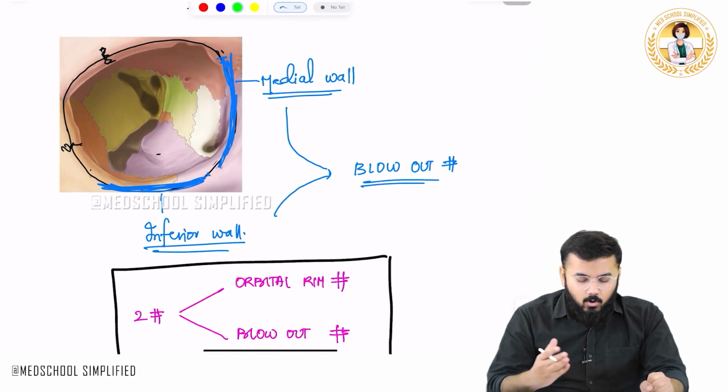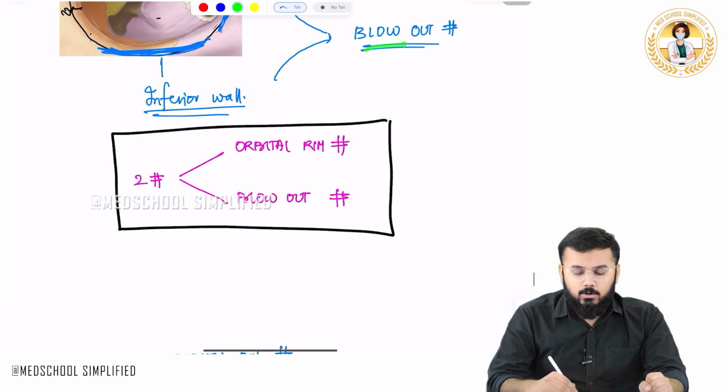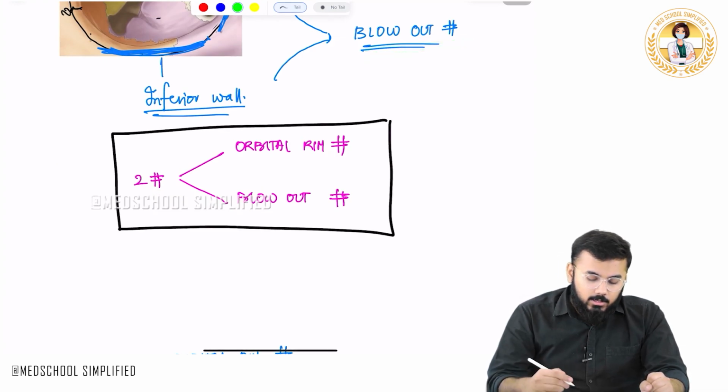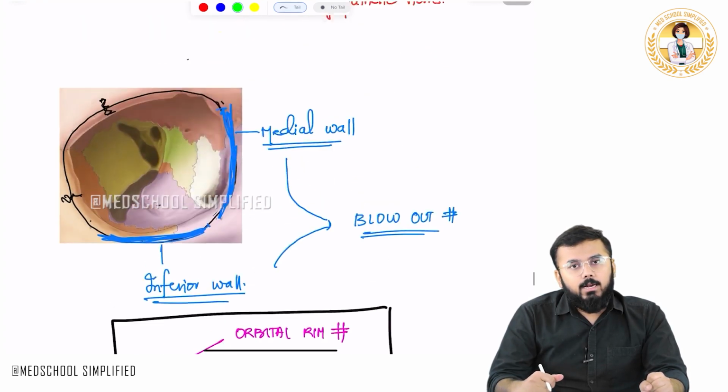So the medial wall and the inferior wall are very weak, I told you, which are more prone to fracture, and such fractures are called blowout fractures, right? So orbital rim fractures, you know the other walls. So this is all you need to know regarding the bony orbit, guys.